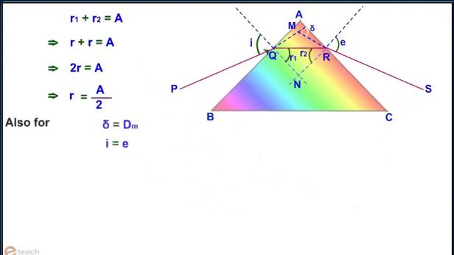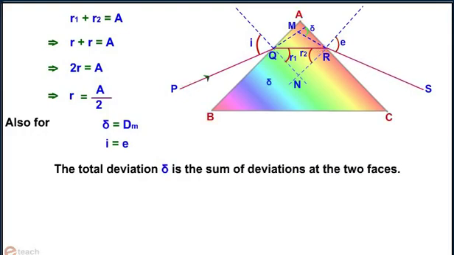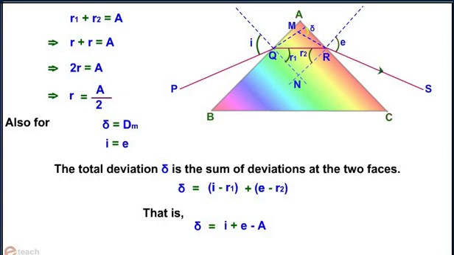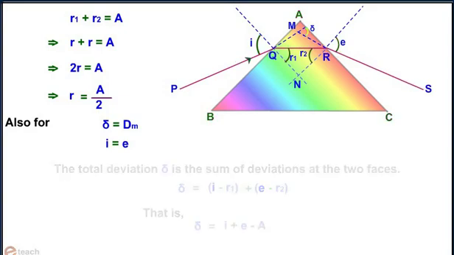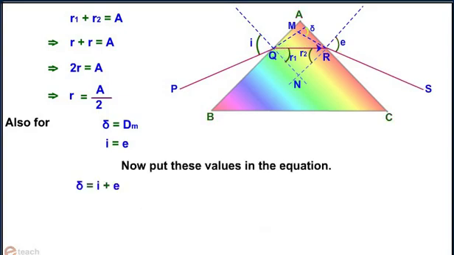Also for delta equal to dm, we have I equal to E. Hence, the total deviation delta is the sum of the deviations at the two faces. That is, delta equals I minus R1 plus E minus R2. That is, delta equals I plus E minus A. This implies dm equals 2I minus A. This implies I equals A plus dm by 2.